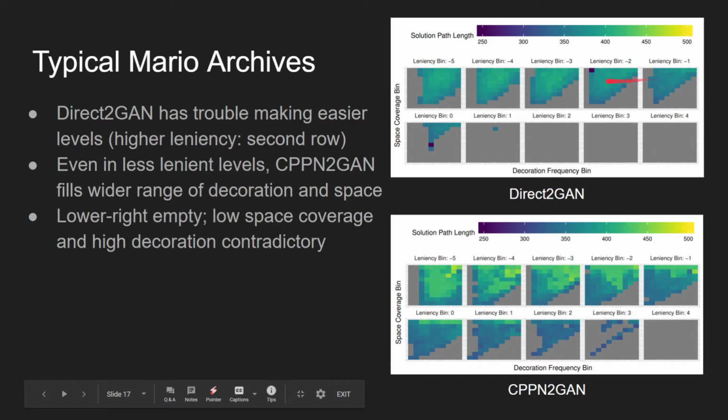But even for levels with negative leniency, you'll notice that CPPNS GAN fills out more spaces and generally has brighter colors, meaning higher fitness, than the corresponding locations in direct-to-GAN. The lower right corners in particular are very hard to fill out because space coverage and decoration frequency depend on some of the same tiles, and so it's a bit contradictory for the space coverage to be low and the decoration to be high. The only exception to this is if the level's very hard, meaning that the level is decorated with many, many enemies and has very few places where the player can stand, so low space coverage.